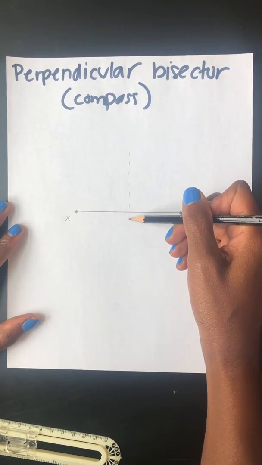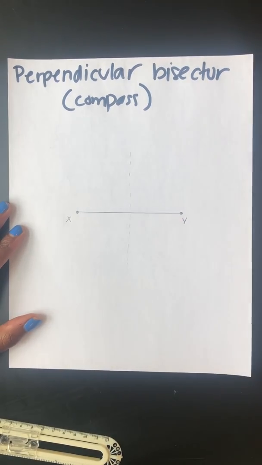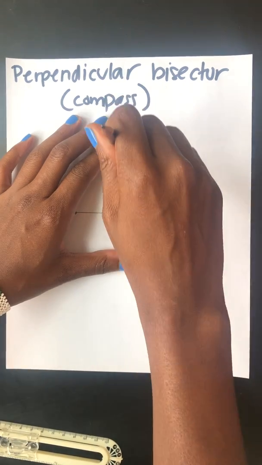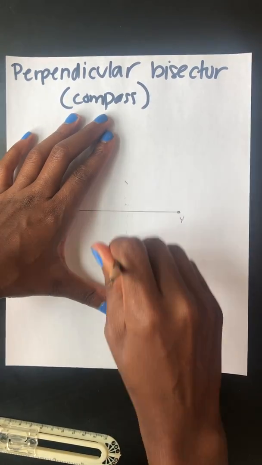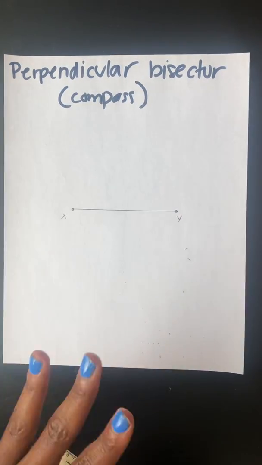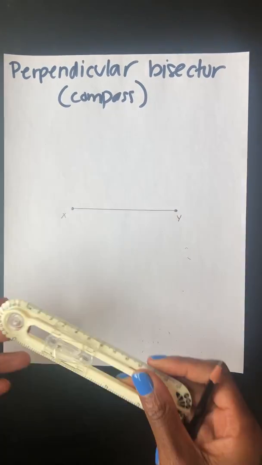I'm gonna erase it in a second, but eventually your line's gonna look something like that. Why? Because those two sides are congruent. So let me erase this really quickly and do the actual construction. What we do is we start off, we just wanna cut it in half. We don't wanna make another line, so we don't need to create anything on the outside.